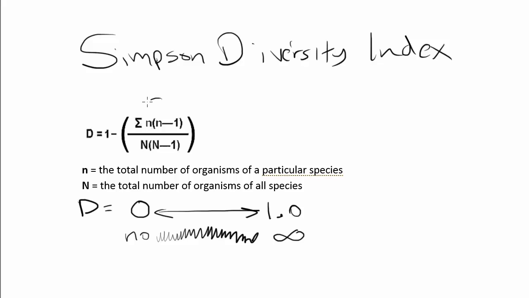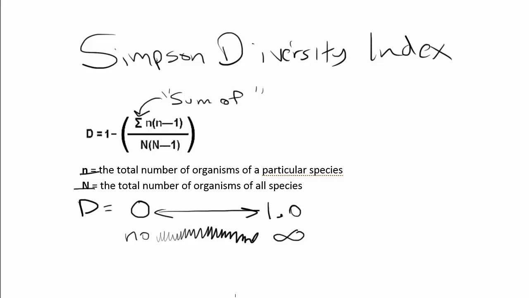This little symbol here is the sum of. And so when you see that, you know that you're going to add all of the little n times n minus 1s. Little n is the total number of organisms of any particular species, where capital N is the total number of organisms of all species.